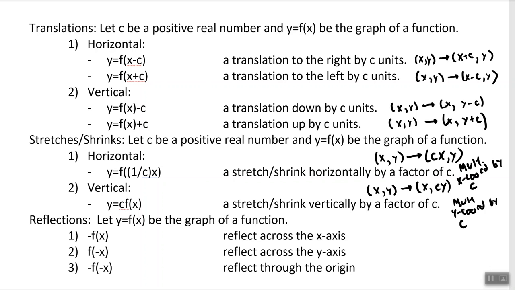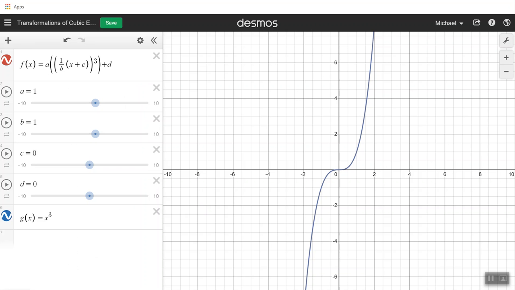So, stretches and shrinks, a little more complicated than translations, but not too bad. The one thing I will recommend, if you can, is to avoid having to do both horizontal and vertical stretches and shrinks in the same problem. You can usually algebraically rewrite your equation to only need to do one. If you can do that, I would recommend it. It will make your problem a lot easier. And we can see that in our Desmos tutorial also.